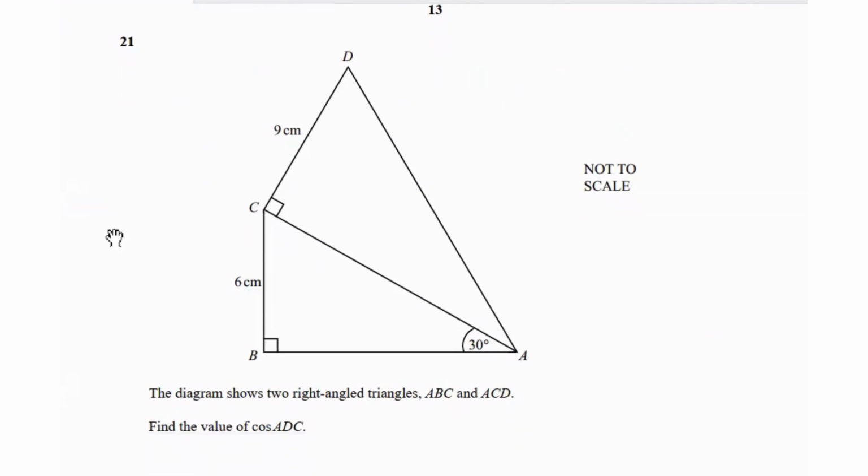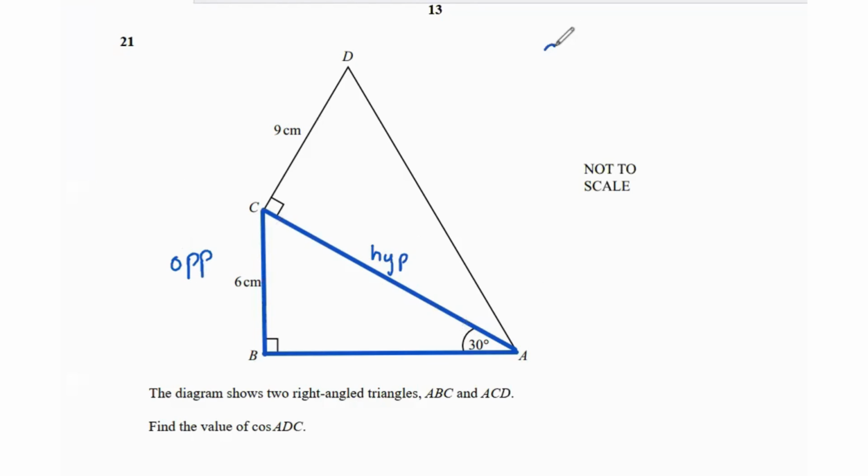Question 21 says the diagram shows two right angle triangles ABC and ACD. Find the value of cos ADC. So in this, we're going to use our trigonometric values. First, let's focus on this triangle. Using this triangle, I need to figure out the value of CA because that is needed for the other triangle as well. So we have CB, we have the angle. So basically, we have the opposite and we have to find the hypotenuse.